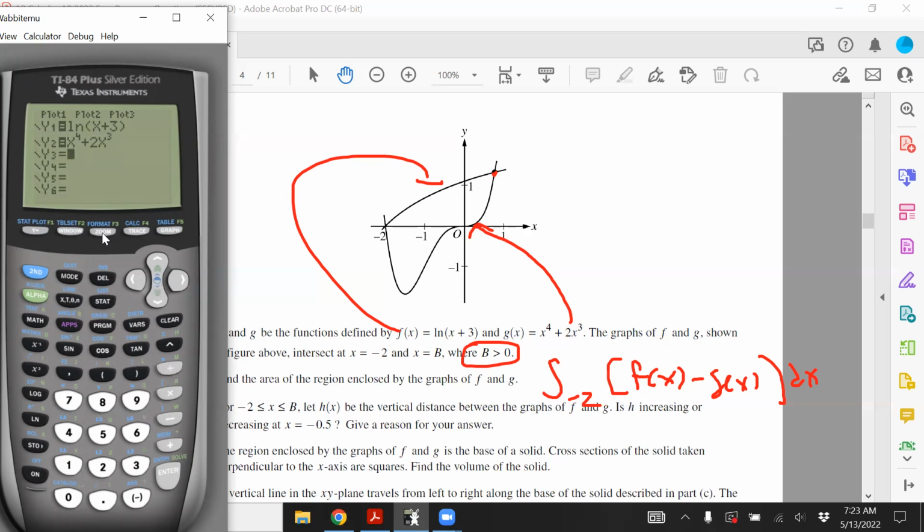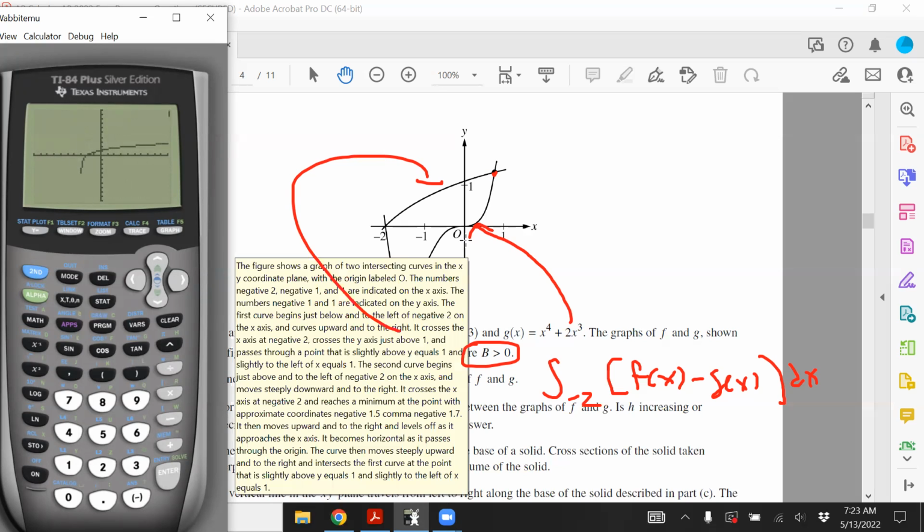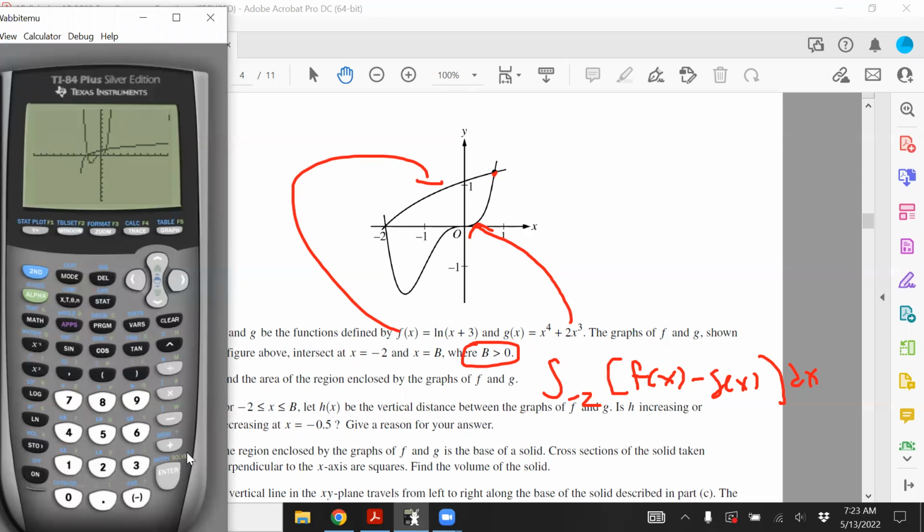We do have to see where they intersect, and I'm going to just change my window to zoom standard. You can make the window they have here, but I'm not going to go with those big numbers from the previous problem. Let's find the point of intersection. You go option 5, get close to it, hit enter a few times, and we get 0.782. So that's at 0.782, comma 1.330.